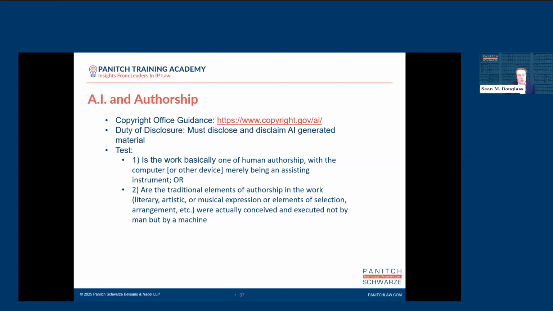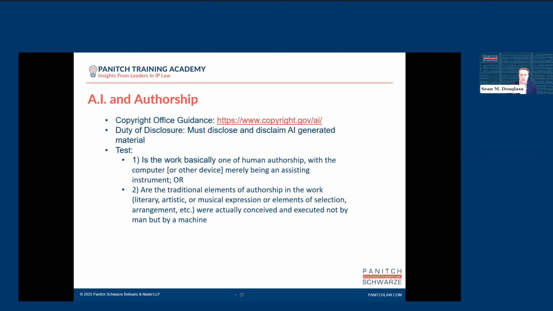And also, when you go and try to apply for copyright registration at the Copyright Office, if you have used AI in the generation of that material, you must disclose which parts of that material were generated by AI. And you must disclaim that portion of the material that you're submitting. And we'll get into a little bit of how that looks in the next slide.